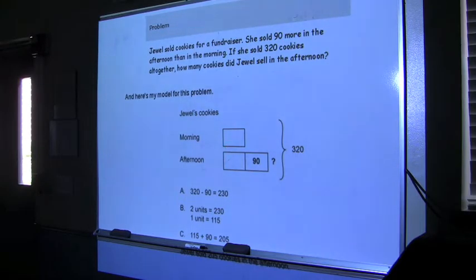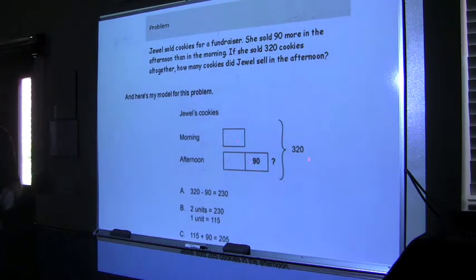Now we go back and reread the problem. So she sold cookies for a fundraiser, that's not going to change anything. She sold 90 more in the afternoon than in the morning. So we're going to have to adjust this unit bar for the afternoon by 90. So you would attach something to it, put 90 inside of it. And that would resolve the second statement. Then if she sold 320 cookies altogether, now here we use this bracket, or brace, or whatever it's called. Whatever. Bracket.